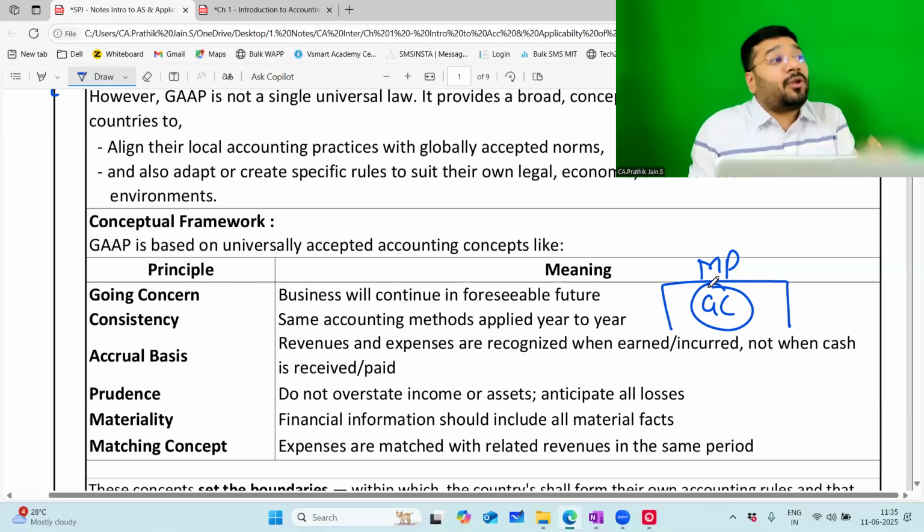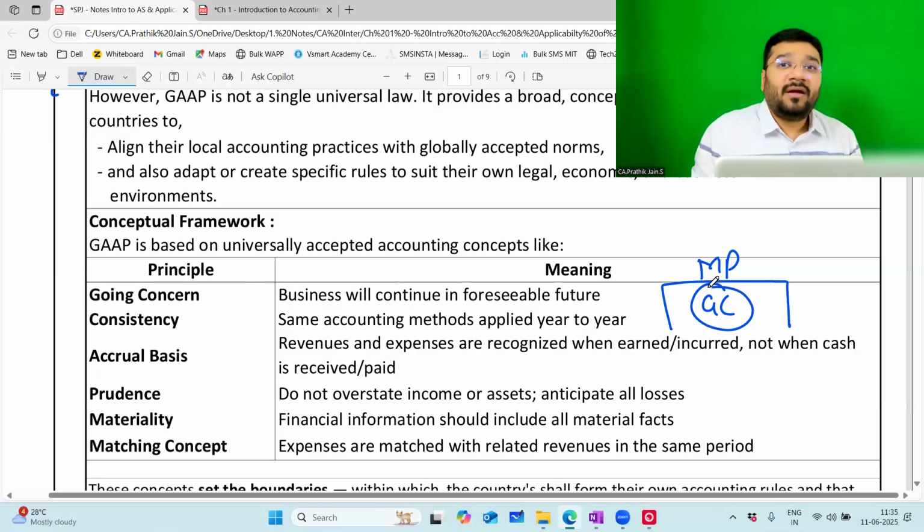Just because my business will close tomorrow, if I start recording everything as expenditure today itself, will it reflect a true and fair view of the financial statement? No. So we convince the client, telling that no, we can't do accounting in that manner. We have to follow going concern assumption. Means what? The business you start, we believe that you will take it for a longer period of time. Longer period means what? 50 years, 100 years, 200 years. We'll keep that in mind and do accounting.